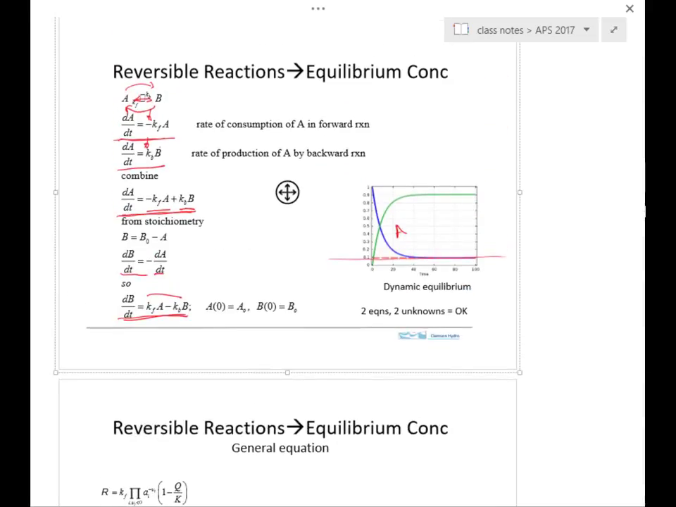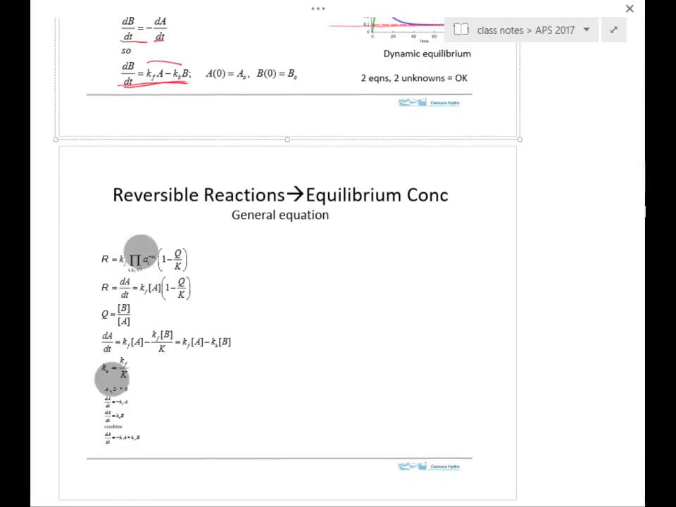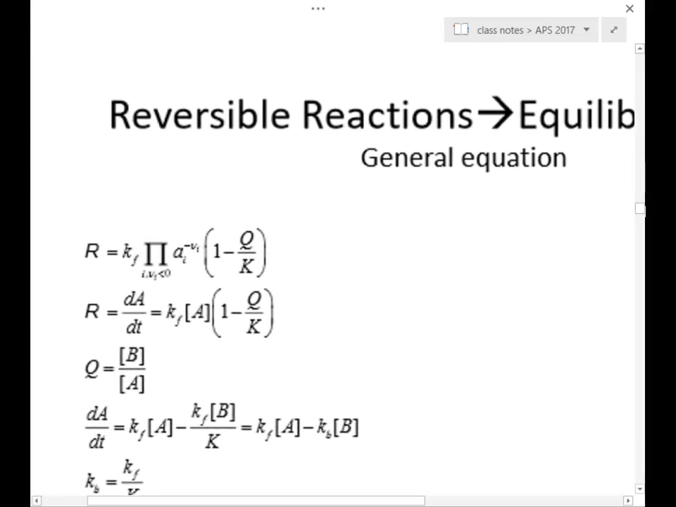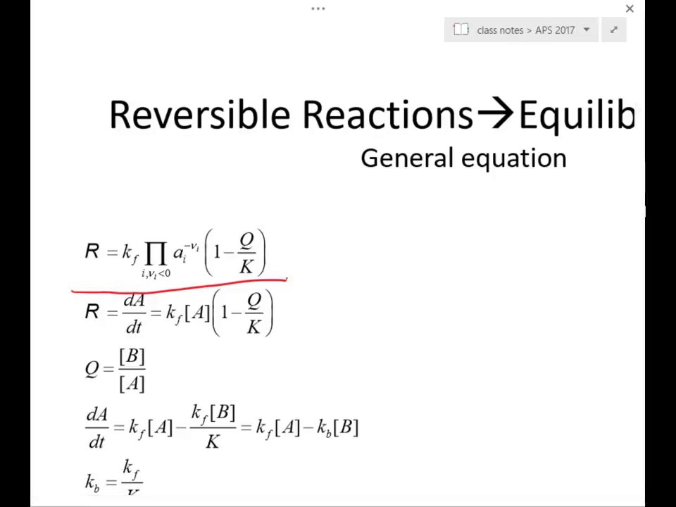Okay, so this simple reversible reaction, I think it's useful just to go back to our general expression and make sure that if we start here, we can get our reversible reaction. So if we say that the rate of change of A is equal to this, the reaction quotient is the ratio of the concentration of the products divided by the concentration of the reactants.